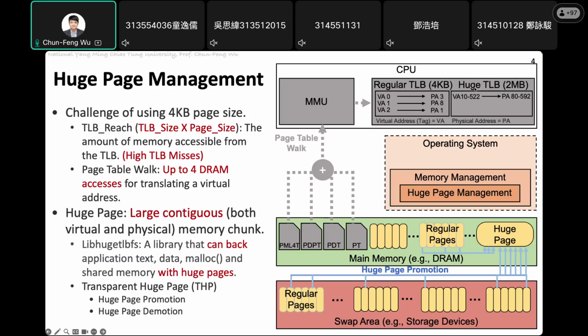So if you have this huge TLB for 2 megabytes, the entries inside the huge TLB will look like this: virtual address 10 to 522. It just means there are 512 regular pages, right? Because here the range is 512. A regular page is 4 kilobytes, so 4 kilobytes times 512 will be 2 megabytes, right? And the same, you can map to a contiguous physical address from 80 to 592. This is the physical address, and the size is also 512. Okay. So this is about the TLB side.